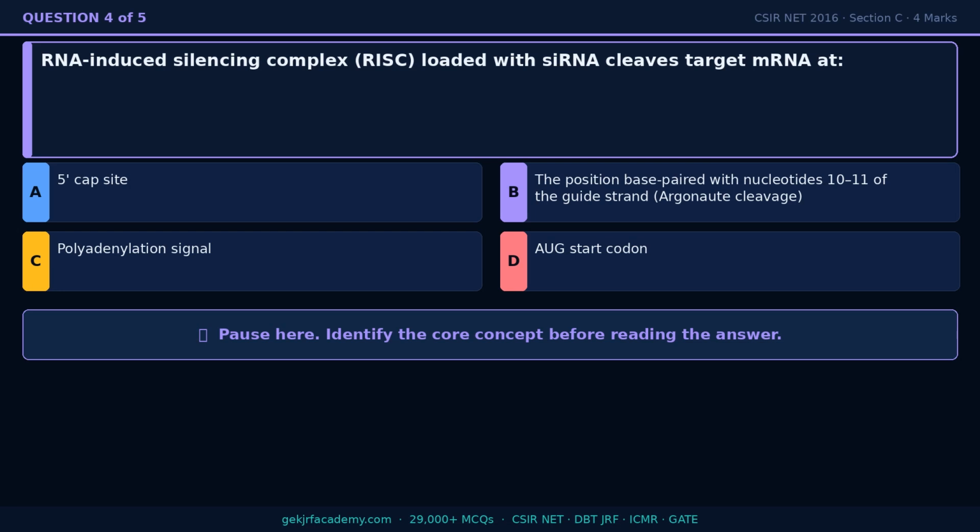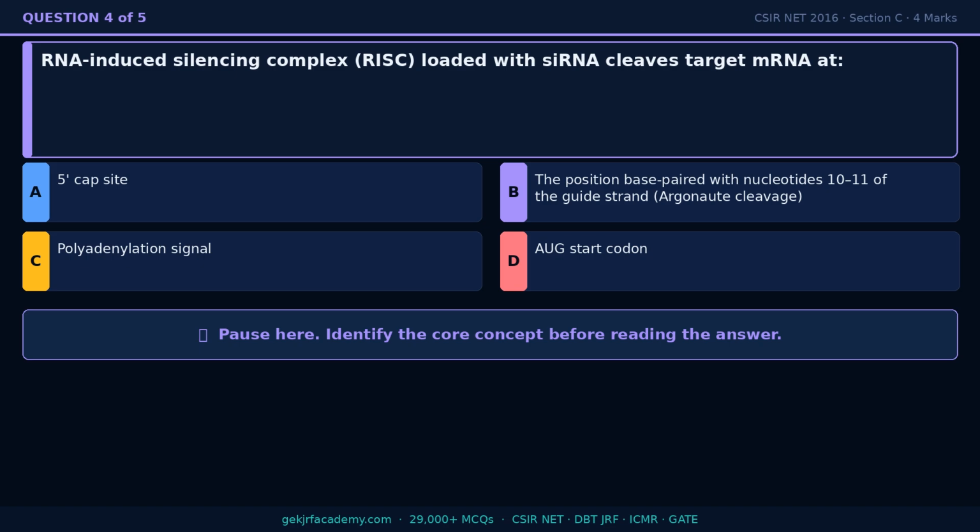Question 4. RNA-induced silencing complex loaded with siRNA cleaves target mRNA at: Option A, the 5' cap site. Option B, the position base paired with nucleotides 10 and 11 of the guide strand, catalyzed by Argonaute. Option C, the polyadenylation signal. Option D, the AUG start codon.